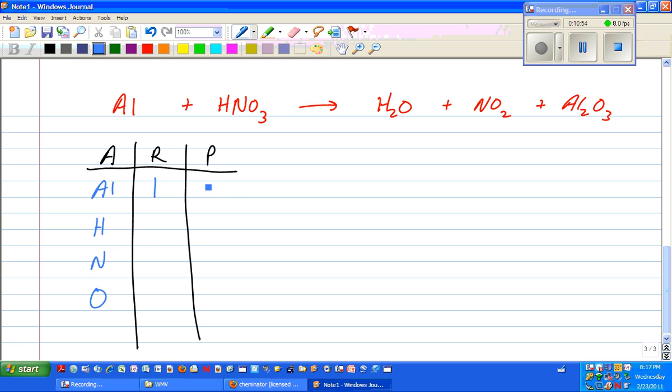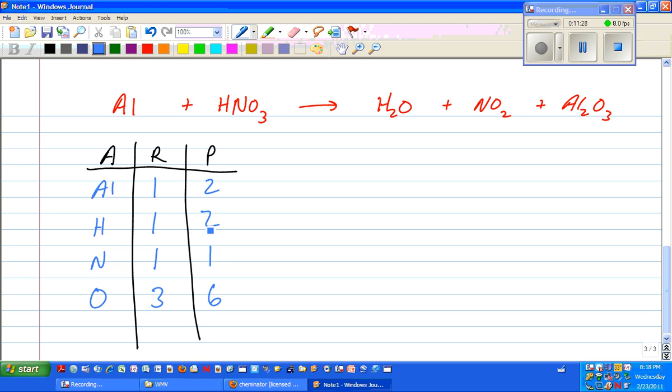I've got one aluminum here, I've got two aluminums here, I've got one hydrogen on the reactant side, two on the product side. Nitrogen, I've got one on the reactant side, I've got one on the product side. Oxygens, I've got three on the reactant side, and I've got 3, 4, 5, 6 on the product side. I'm going to save aluminum over here on the reactant side because I can do whatever I want to this and it won't affect anything else. So I'm just going to hold off on that.